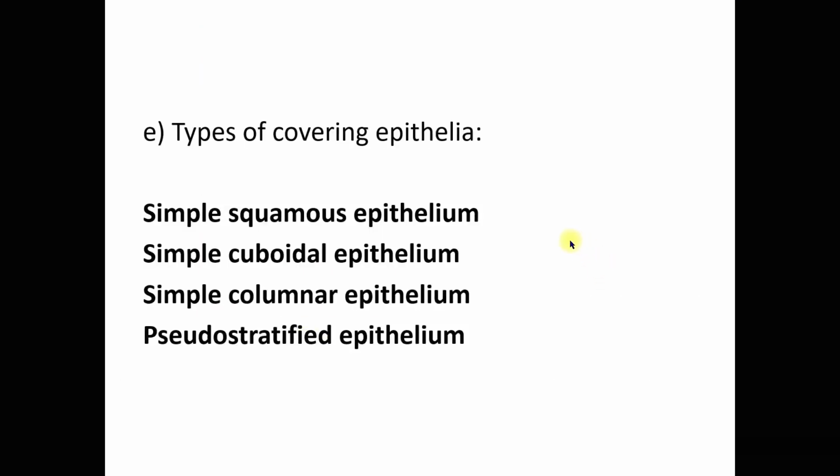Now we continue with the types of covering epithelia. Based on the basic cell shapes, squamous, cuboidal, columnar, and pseudostratified, the types of covering epithelia are the simple squamous epithelium, simple cuboidal epithelium, simple columnar epithelium, and pseudostratified epithelium.